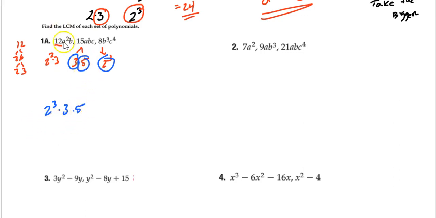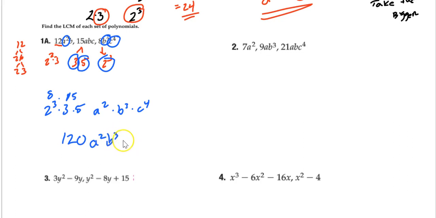For the variables, again, we take the same concept: take one of each. And if there's 2, take the higher one, so a squared. They all have a b. This is the biggest one. And there's 2 c's, but again, you take the bigger one. So that's the answer. I can make it a little prettier. This is 15. This is 8. 8 times 15. Let's see, 2 times 30. 30 times 4, 120. a squared, b cubed, c to the 4th. That's the idea.